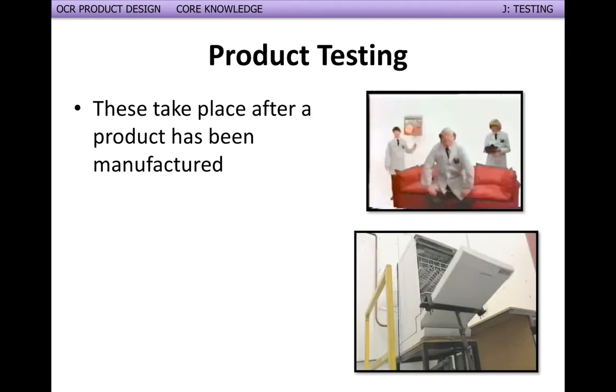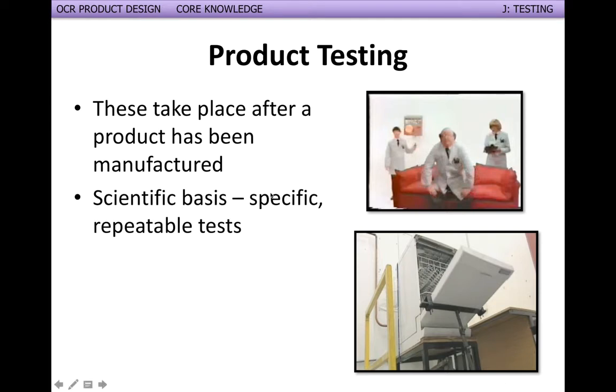The last thing we're going to look at is product testing. Once you've actually made the product, you need to carry out a range of specific tests on it. The point of these tests is they need to be very scientific. You need to be able to do the same thing time and time again, and do that to the different products to be able to judge them.